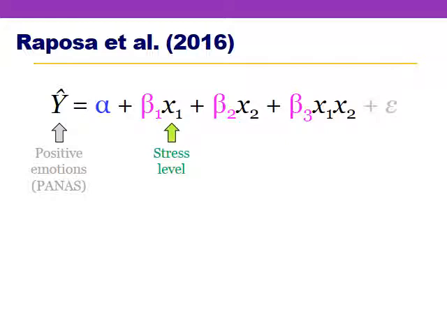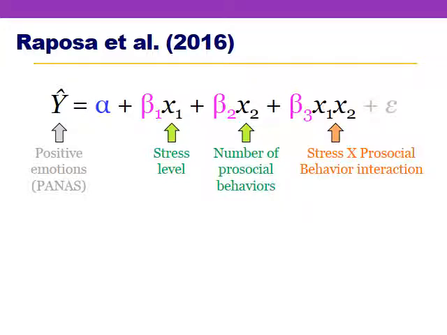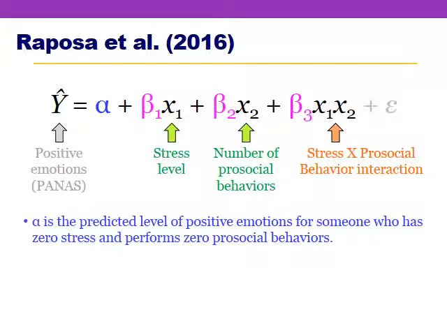Our first predictor is stress level, which is going to be measured continuously. And our second predictor is going to be the number of pro-social behaviors that this person has performed in the past, I think it was past week or month. Doesn't really matter. It's a continuous variable either way. And then we have the interaction between those two things. So just like we did in the previous lecture, we are going to build an interaction term between those two predictors.